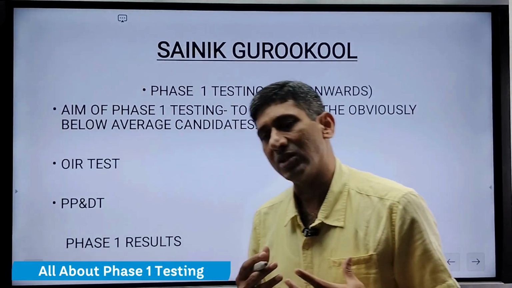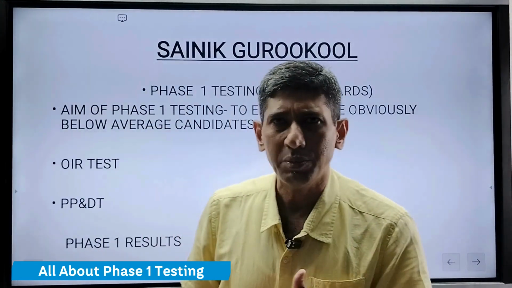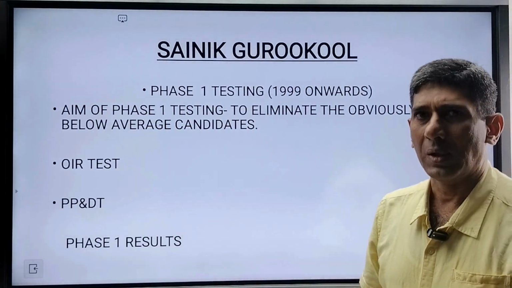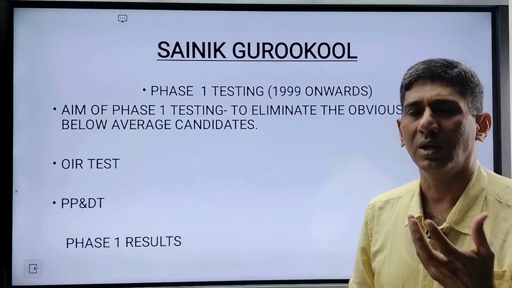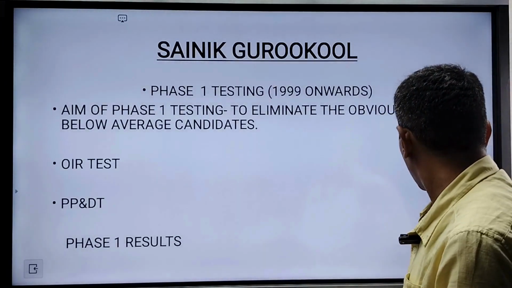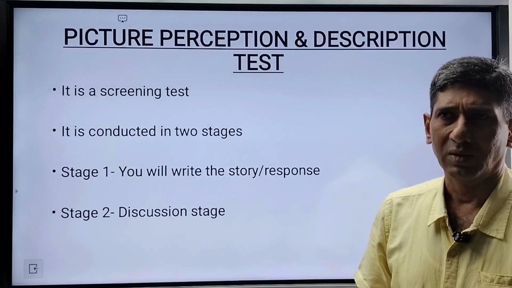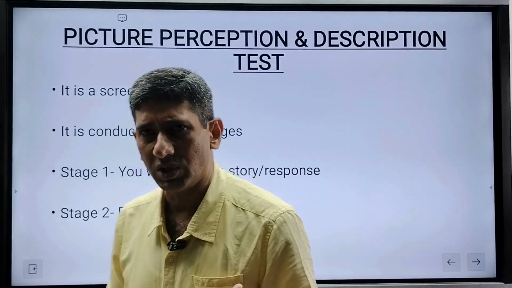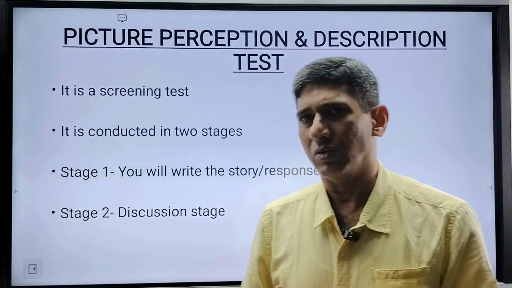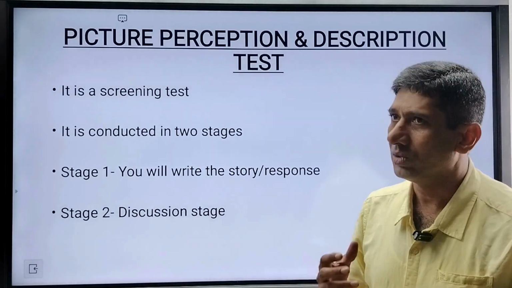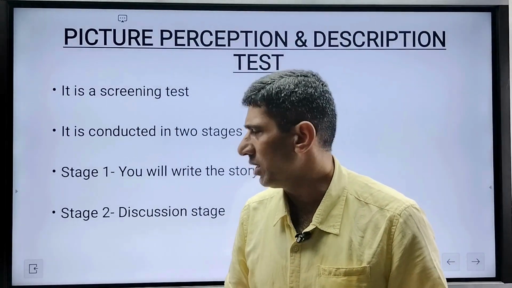Now, the OIR test has always been conducted even before 1999 and the same will be conducted during the phase 1 testing, and the second portion of the phase 1 testing is called the picture perception and description test. This test has two aspects in it. One is the story writing portion and the second portion is the narration cum discussion phase. These are the two phases, and this is used as a screening test by the service selection boards as I mentioned.